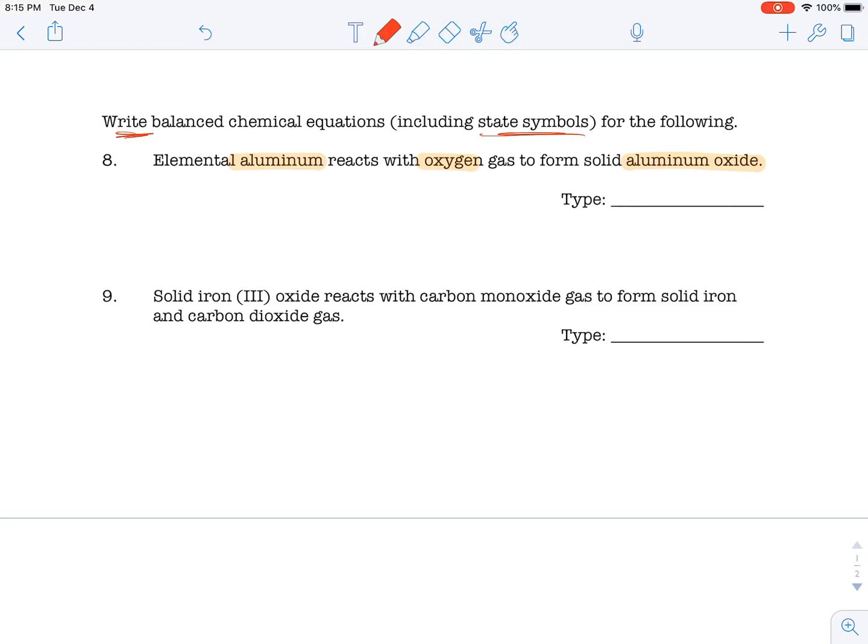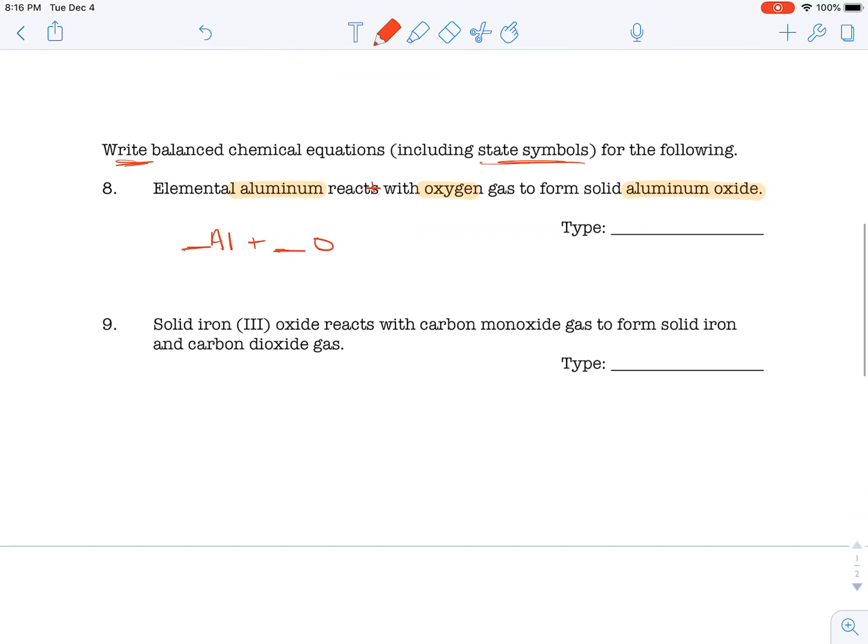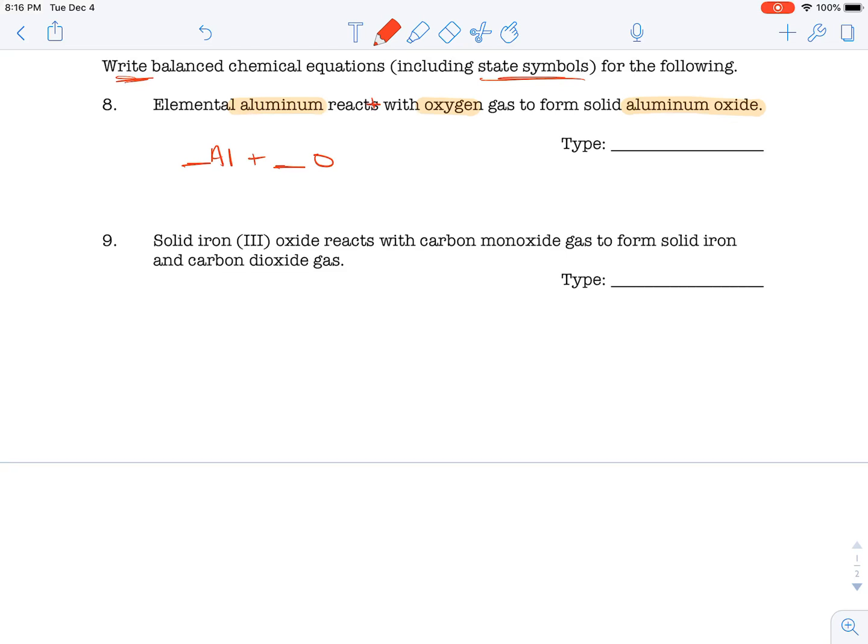And so to do that, we've got aluminum, which is Al, and I'll put my dash out front to make sure I don't try to change a subscript. Reacts with is going to be plus. So I've got reacts with oxygen, and remember oxygen is a diatomic molecule or a diatomic atom, which means whenever it's by itself it has O2 beside it. And then to form is going to be our arrow, and we're going to get aluminum oxide.